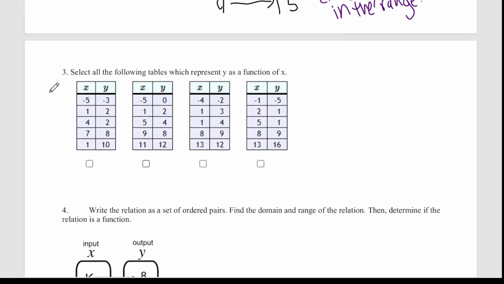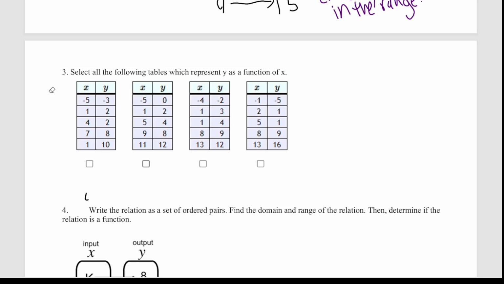We can do a similar sort of process to determine if a set of points is a function. So go ahead and pause your video and see if you can identify which of these are and are not functions. So for this first table, the problem I see, which I'm going to go ahead and sort of relist the points, is we have -5 going to -3, that's great. Then we have 1 going to 2, cool. We've got 4 going to 2, also cool. We've got 7 going to 8, cool. But the problem is then we have 1 also going to 10.